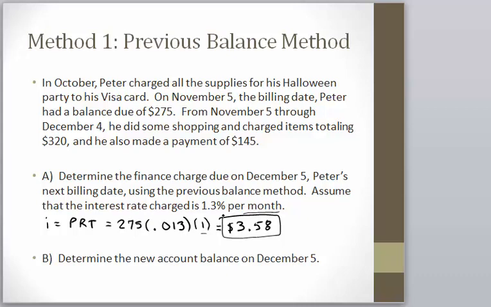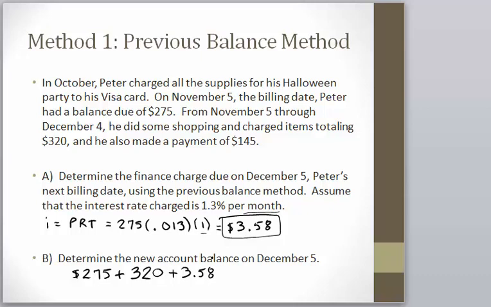Part B asks us to determine the new account balance on December 5th. So let's think about what has happened. On November 5th, he had a balance due of $275. Between November 5th and December 4th, he charged an additional $320. He also accrued a finance charge of $3.58 that we calculated in Part A.